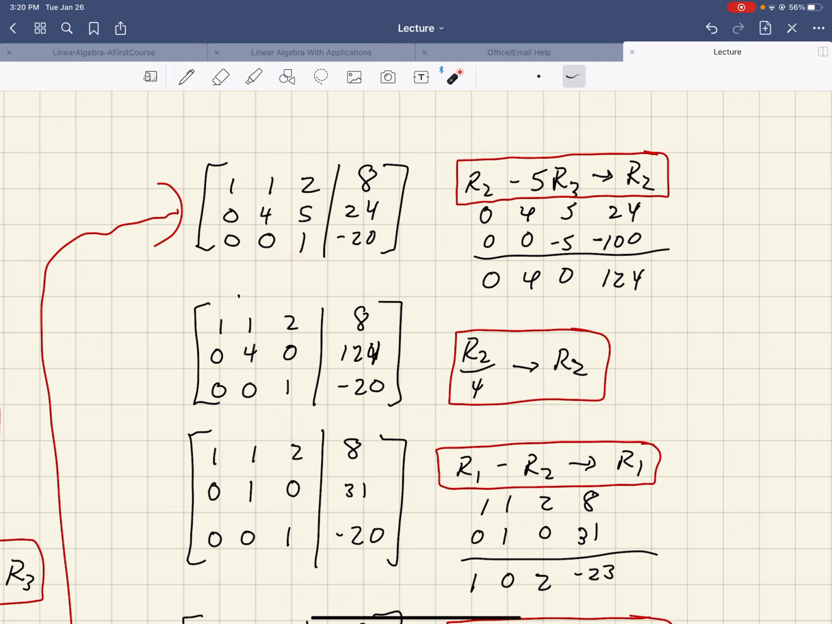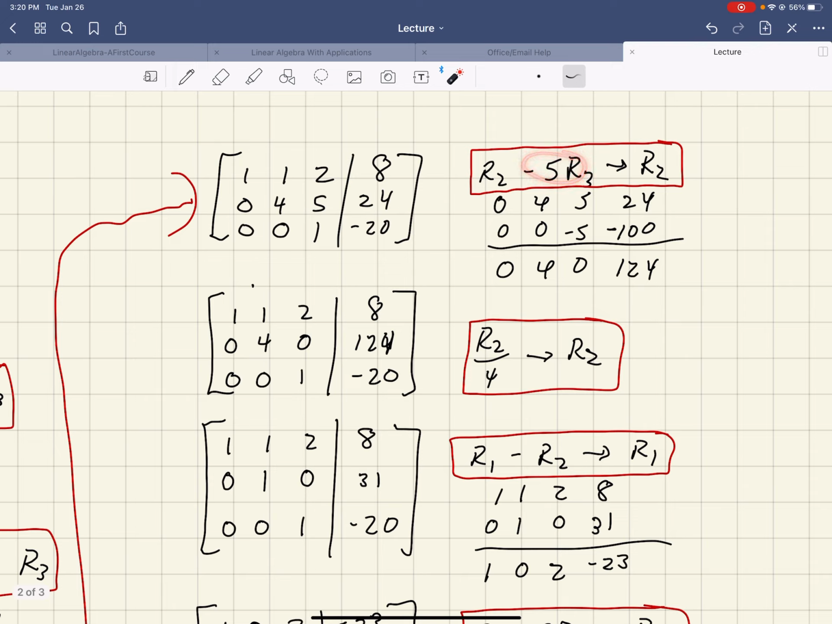Well, I did negative 5 times it. So negative 5 times it, that's what's wrong. All right, so if you do negative 5 times this, it's negative 5. And negative 5 times this makes it positive 100. When you add them, this is what you get, and I'm going to replace that into this row.